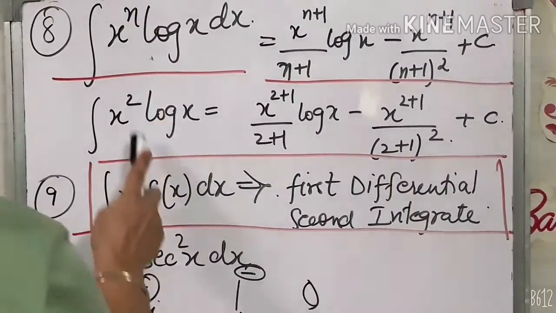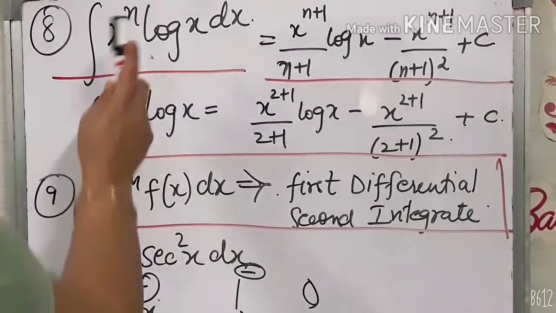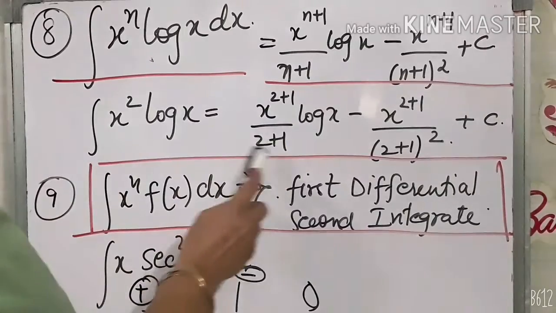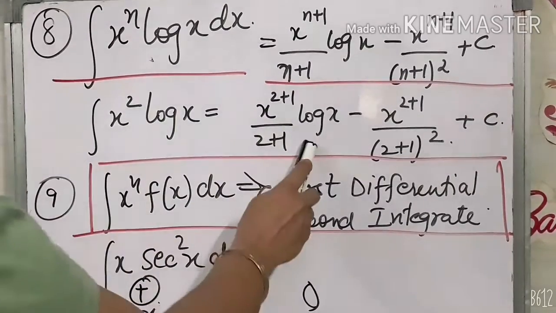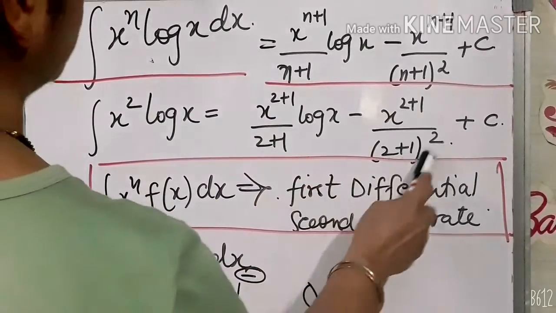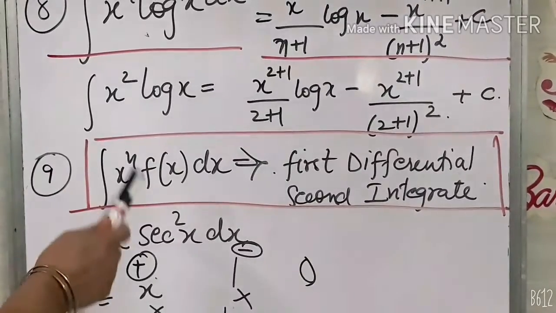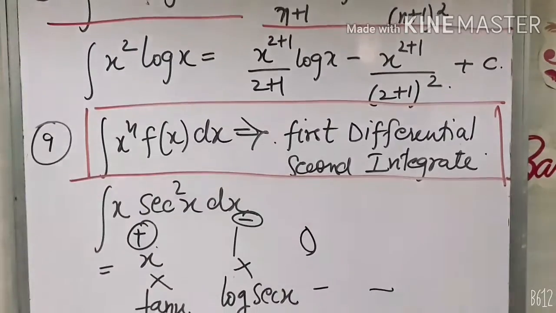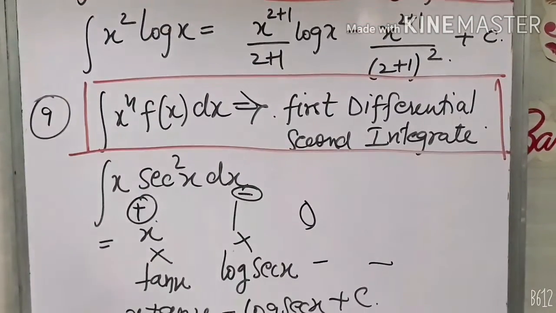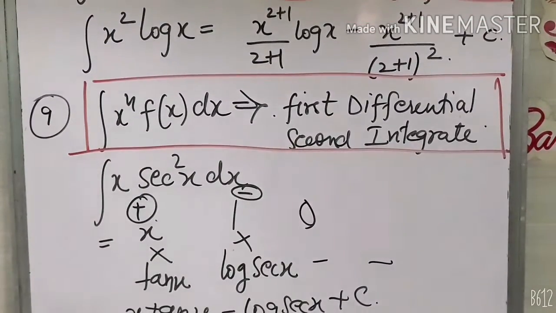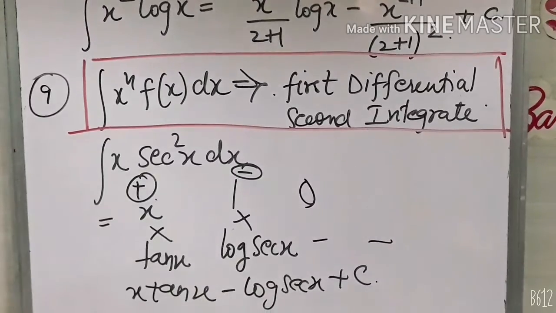Simple integration. Now, I took one of the example, x square log x into dx. Make it this form. It becomes x to the power 2 plus 1 by 2 plus 1 because n is 2 here, log x minus x to the power 2 plus 1 by (2 plus 1) whole square. You get your answer. Now, the ninth form is x to the power n into fx.